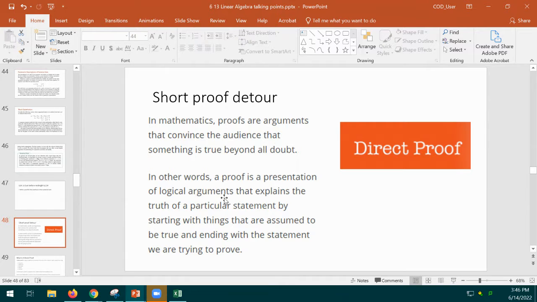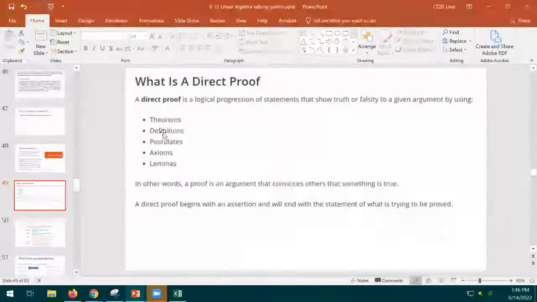Now, there are different kinds of proofs. There's proof by contradiction, all kinds of different ones. We're going to talk about direct proof here. And I know I don't have a lot of time, but that's kind of okay. So I'm going to talk about what is a direct proof.